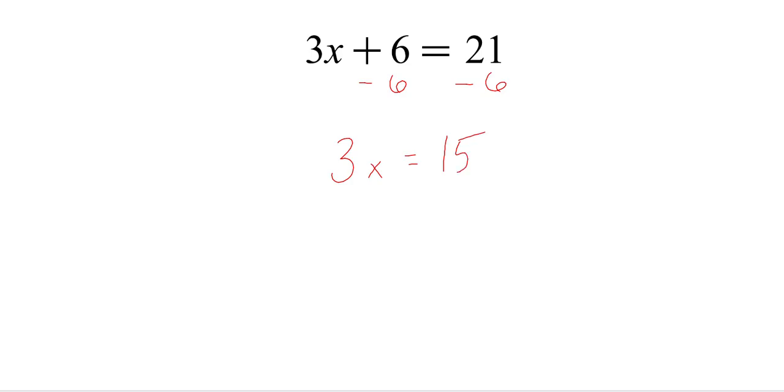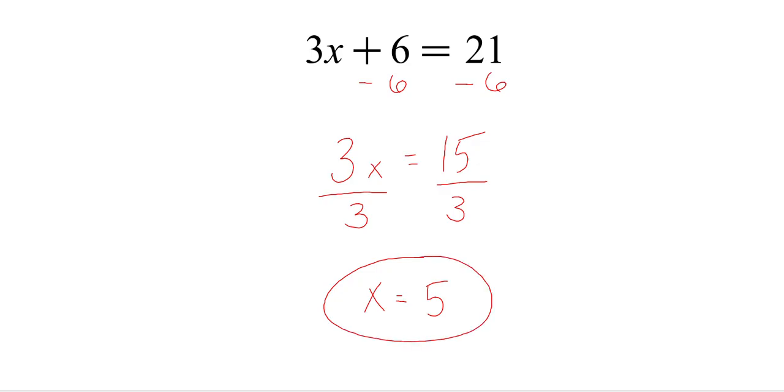And now we only have one step. We have something attached to the x, so get rid of it. The opposite operation of 3 times x would be to divide by 3. So we'll divide both sides by 3, giving us just x equals 15 divided by 3. And 15 divided by 3 is 5. So our answer is 5.